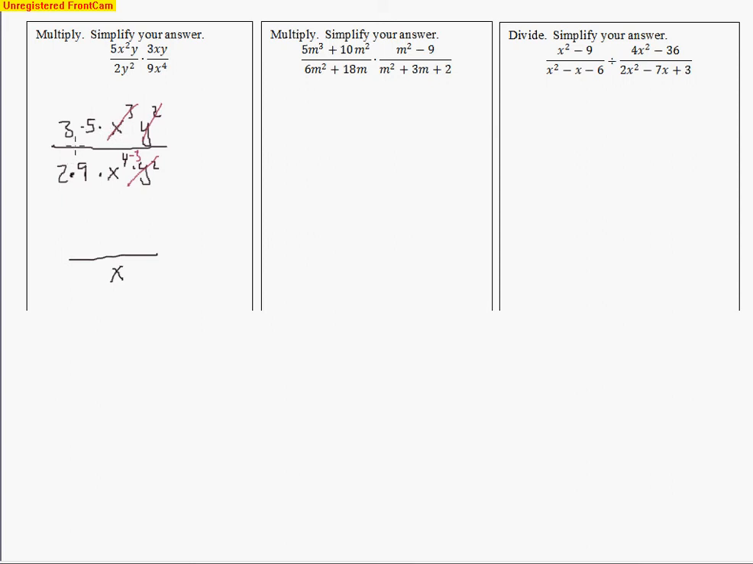So now I'm going to go ahead and look at the coefficients, and I see that this 3 will go into 9 3 times, so that's all I can do. And so what's left on top is a 5 and the 2 times 3, which just makes 6. So there's your answer. So 5 over 6x.